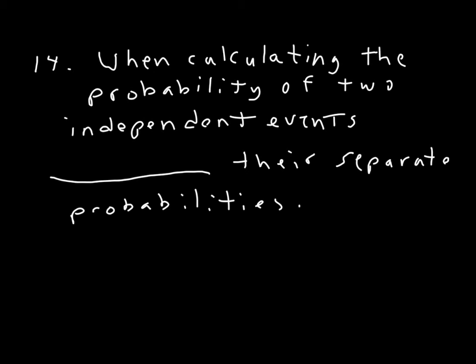Number 14, when calculating the probability of 2 independent events, what do you do to find their separate probabilities? It's either add, subtract, multiply, or divide. This is a question like number 12. The 2 rolls of the number cube are independent events, and to get that answer we multiplied, so this is multiply.